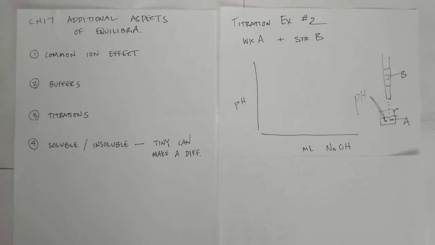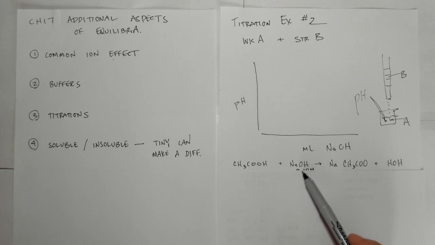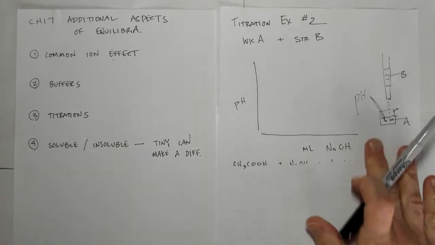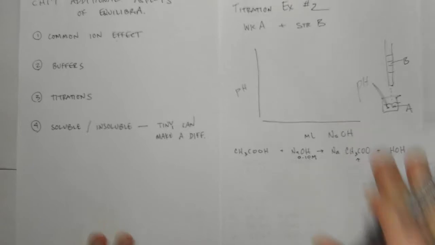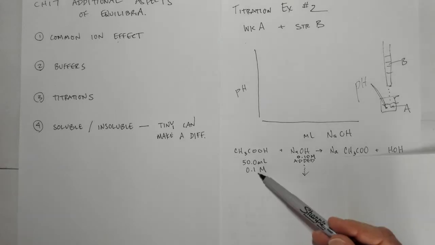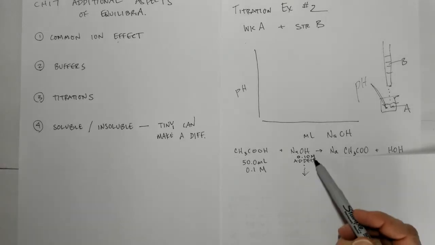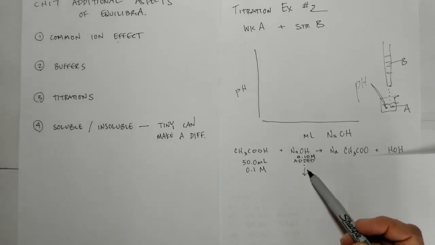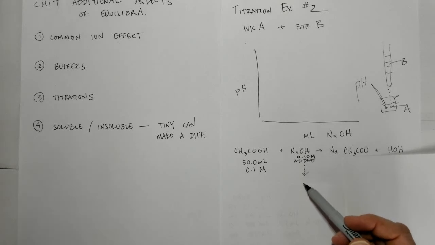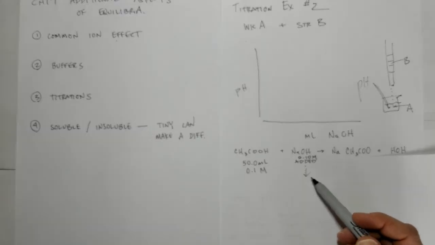So let's set up the situation. We're going to use the weak acid acetic acid, and we're going to use the strong base NaOH. And then we're going to get some NaCH3COO over here, some sodium acetate, and we're going to get some water. And then let's set up the situation here where we have 50 milliliters of this 0.1 molar acetic acid, and we have 0.1 molar NaOH here, and then we're going to add that dropwise or a little bit by little bit, and we'll see what happens to the pH as that goes on.